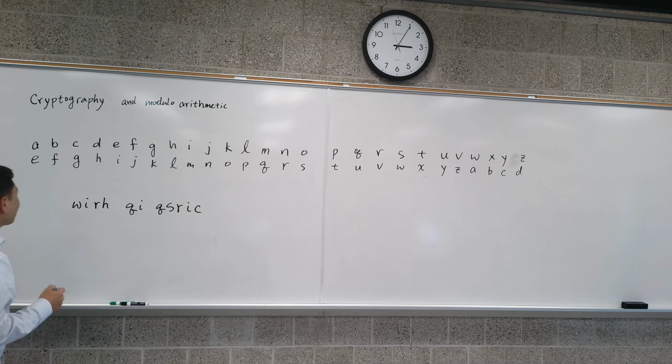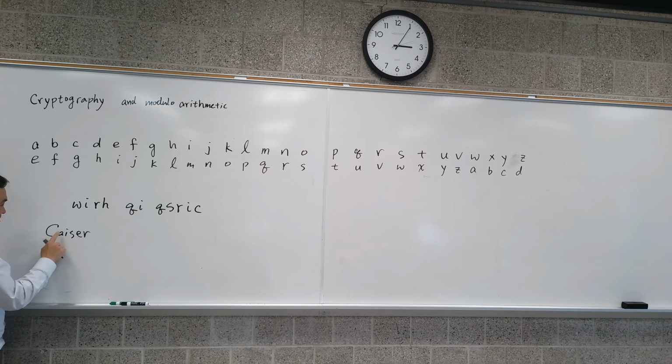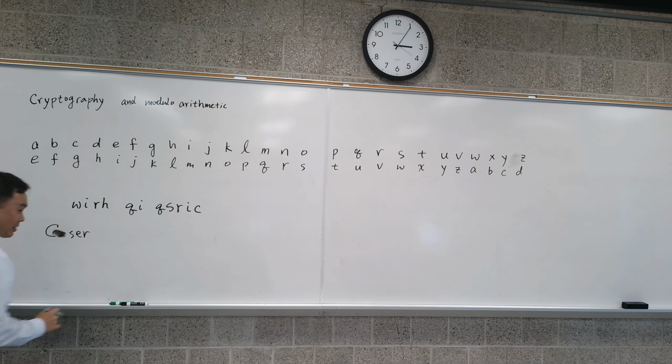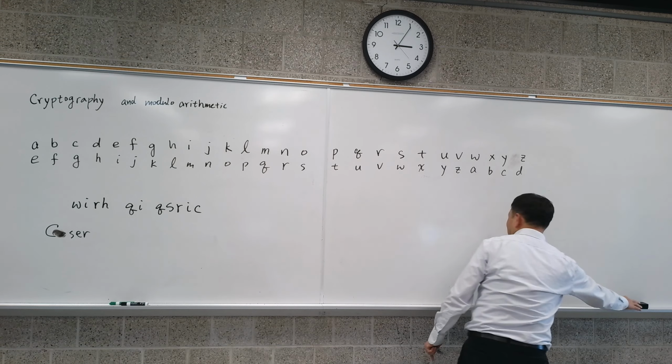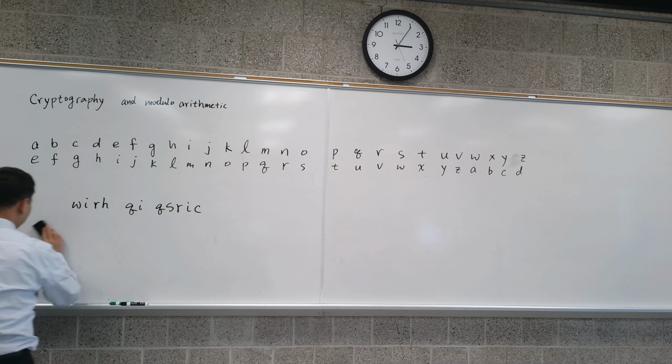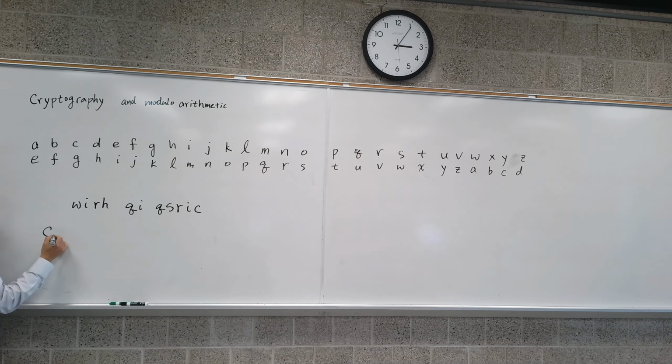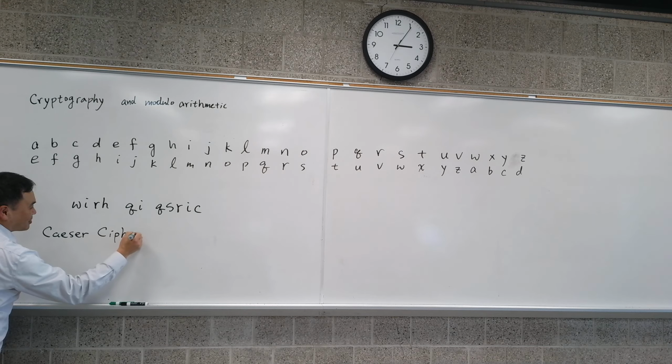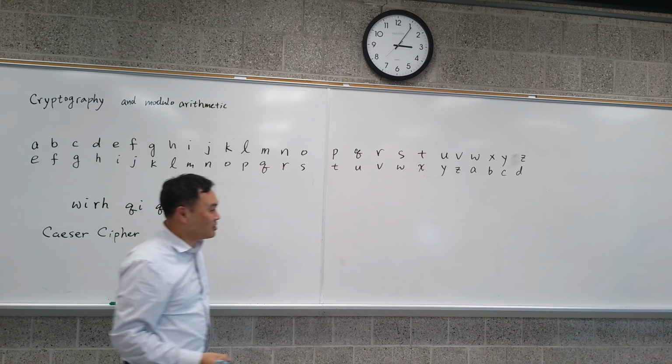So this kind of encryption is called Caesar cipher. I don't know how to spell Caesar. Is it like that? I think it's C-A-E. Oh, okay. Caesar. Yeah, I think that's right. So this is called Caesar cipher. Most primitive type of encryption there is.